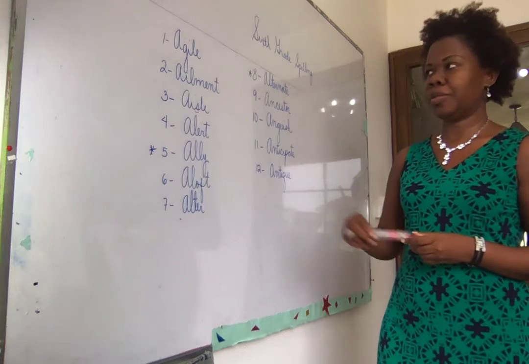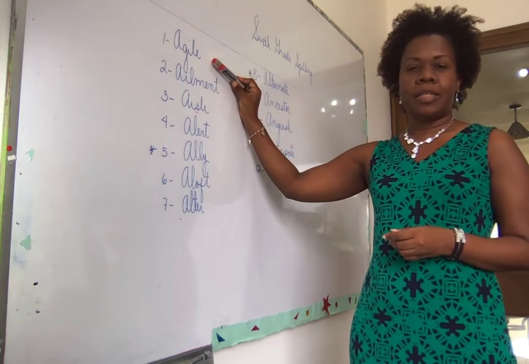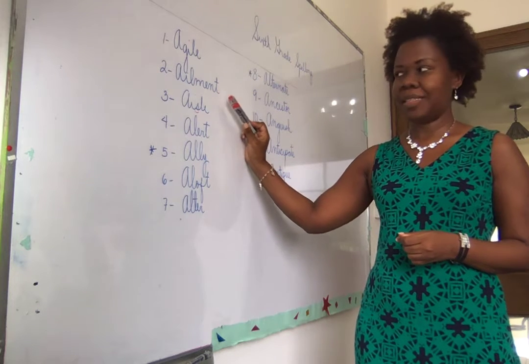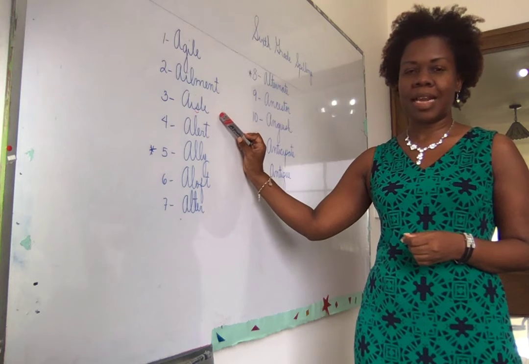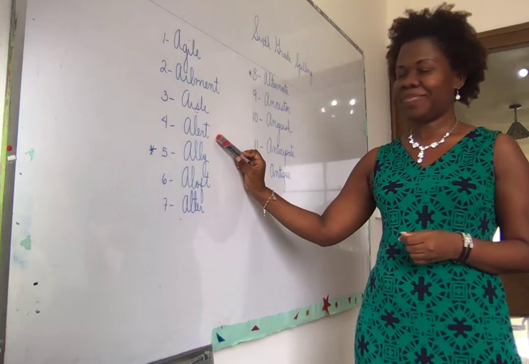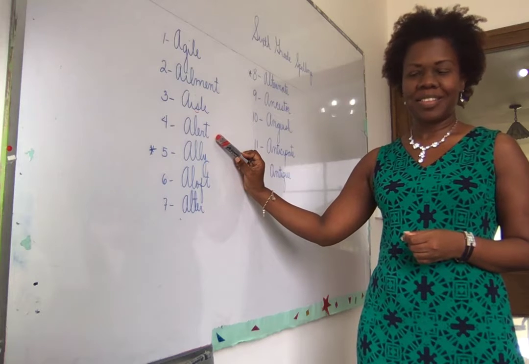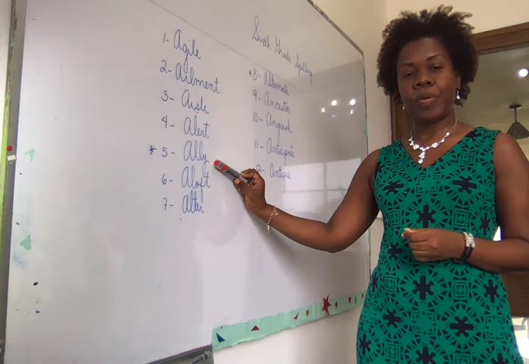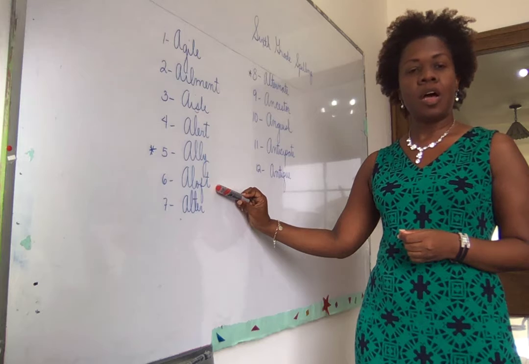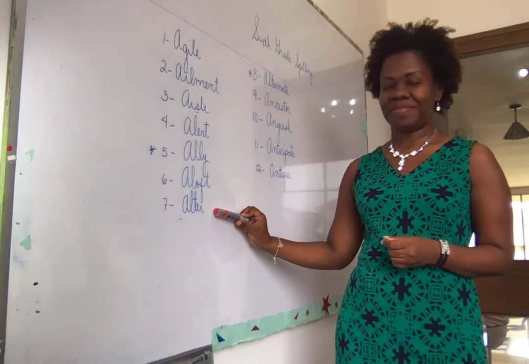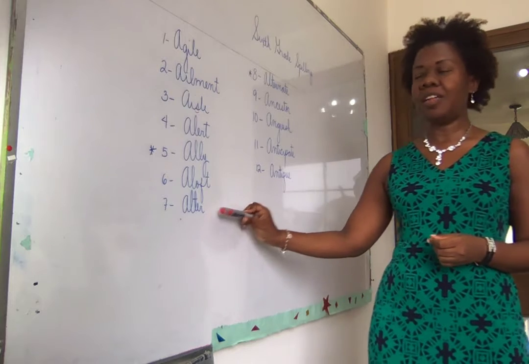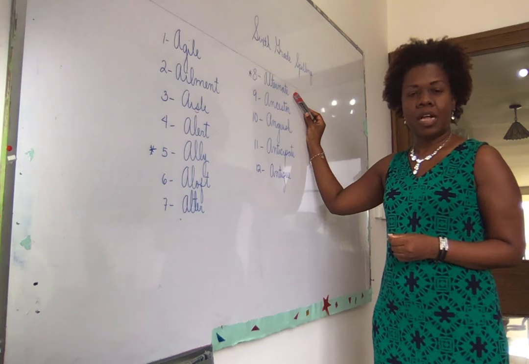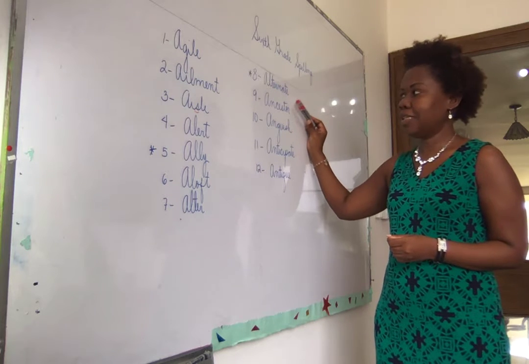Repeat after me if you're able to. Agile, agile. Ailment, ailment. Remember this one? The S is silent. Aisle, aisle. Alert, alert. Ally or ally, ally or ally. Aloft, aloft. Alter, alter. Alternate or alternate, alternate or alternate.